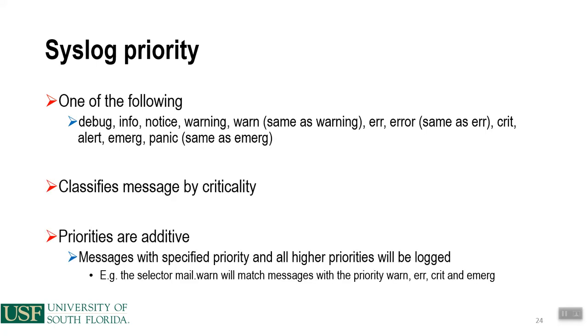Syslog priority is one of the following: debug, info, notice, warning, and so on. You can read the other options here, and it classifies the message by criticality. So there's a particular message that's provided, and then what is the criticality of each of the messages. The priorities are additive, so messages with a specified priority and all higher priorities will be logged. For example, the selector mail.warn will match messages with the priority of warn, error, crit, and emerg.